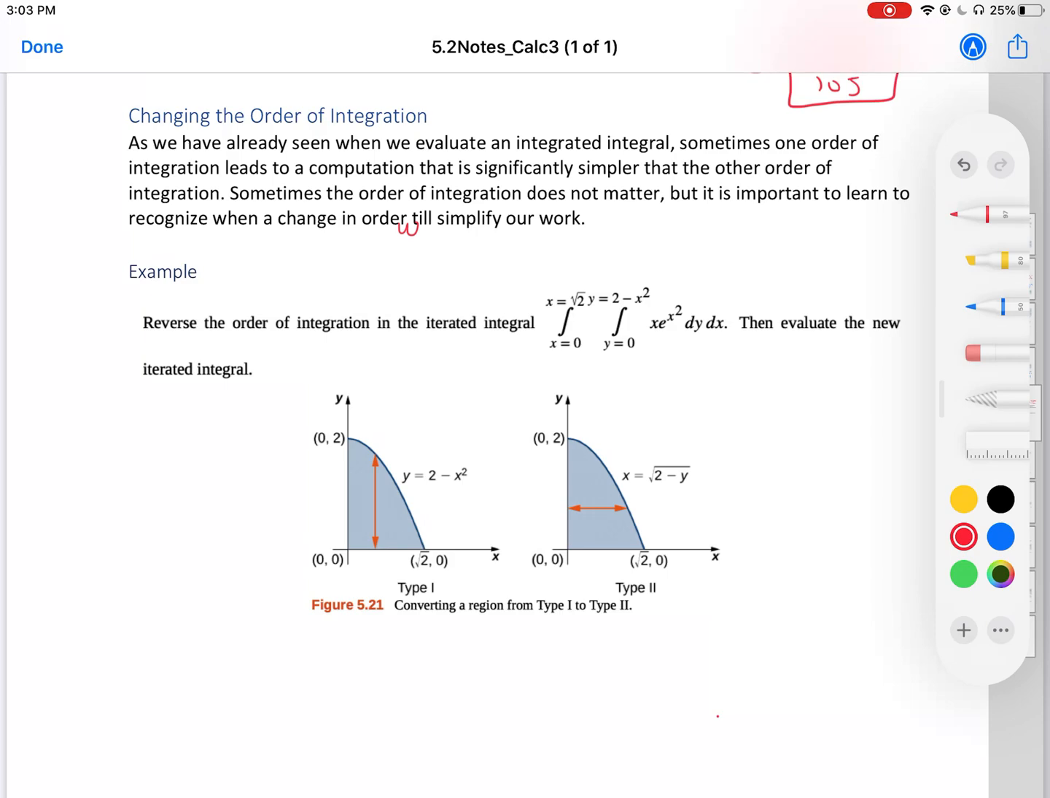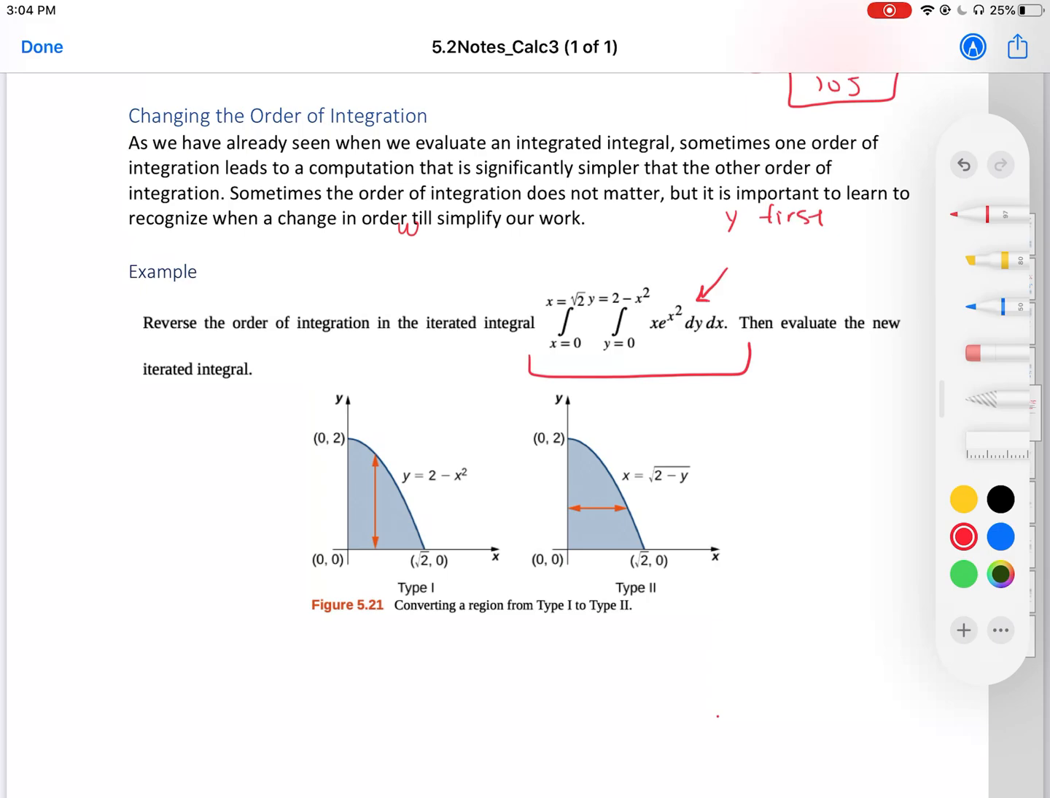All right, so in this example, it's asking us to reverse the order of integration for the iterated integral, then evaluate the new iterated integral. So our integral is the integral from x equals square root of 2 to 0, and then y is equal to 2 minus x squared to 0 of x times e to the x squared dy dx. So we see here, we are integrating for y first.